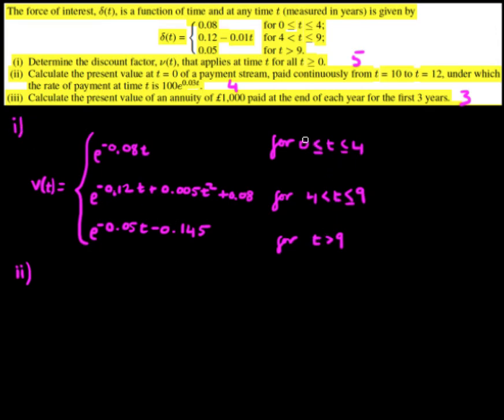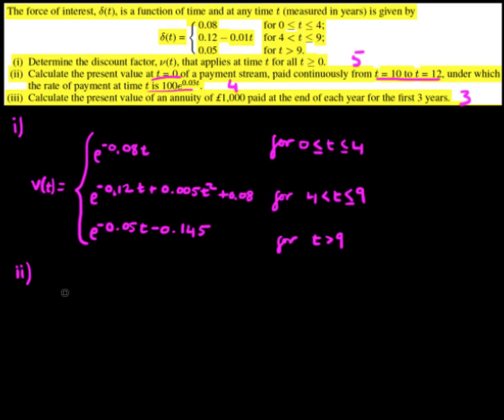So we've done part 1, which you can see in the force of interest video part 1. And now looking at part 2. It wants to know what is the present value at t is 0, so that's important, of a payment stream paid continuously from this time under which the rate of payment is this amount, whatever that is. Okay, so how do we find that?